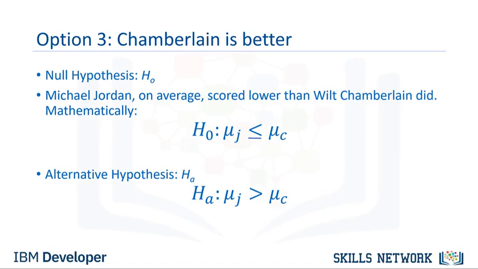We can say the averages are the same, and the alternative would be that they're not the same, not equal. We can say the null is that Jordan's average is higher than Chamberlain's, and the alternative would be the reverse of it. And the third option is to say that the average scored by Jordan is less than the average scored by Chamberlain, and the reverse of it will be the alternative hypothesis. So, three ways of defining a hypothesis.